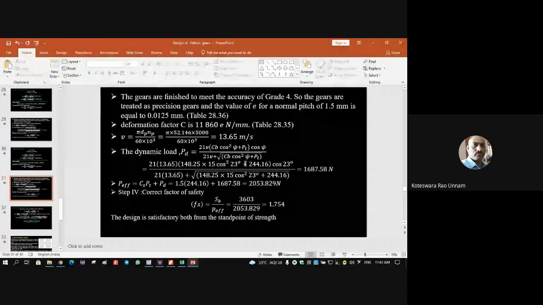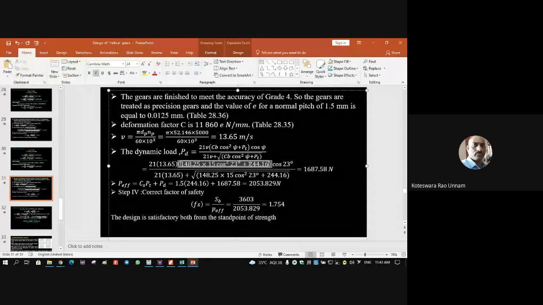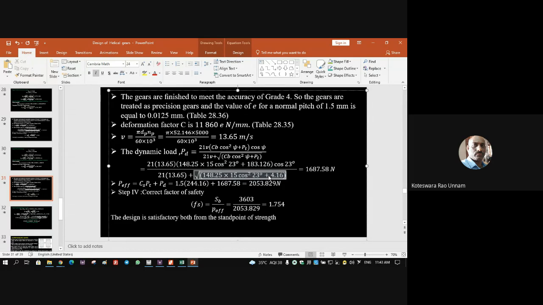Here I had taken it as 244.16, but our PT now is 183.126. So you have to substitute that value, 183.126, and calculate with it. If you calculate that, what is the value you are going to get for PD? You do the calculation and tell me what the value is.